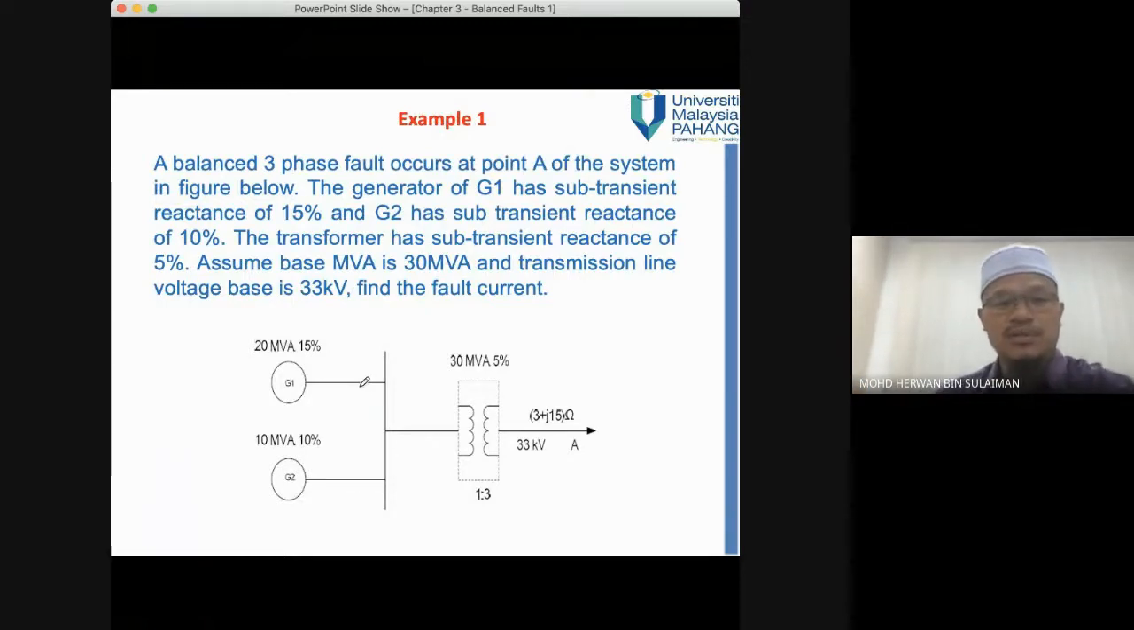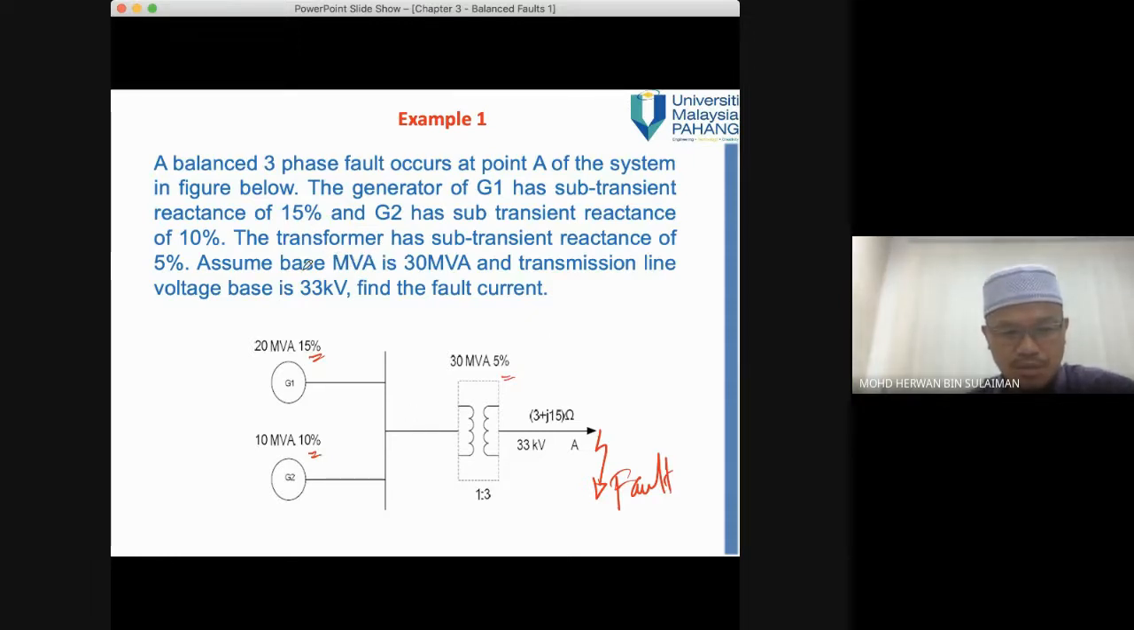As for the introduction. Okay, so a balanced 3-phase fault occurs at point A. So kat sini berlaku fault. The generator G1 has a subtransient reactance of X"d 15%, G2 10%. Okay. Transformer has a reactance of 5%.